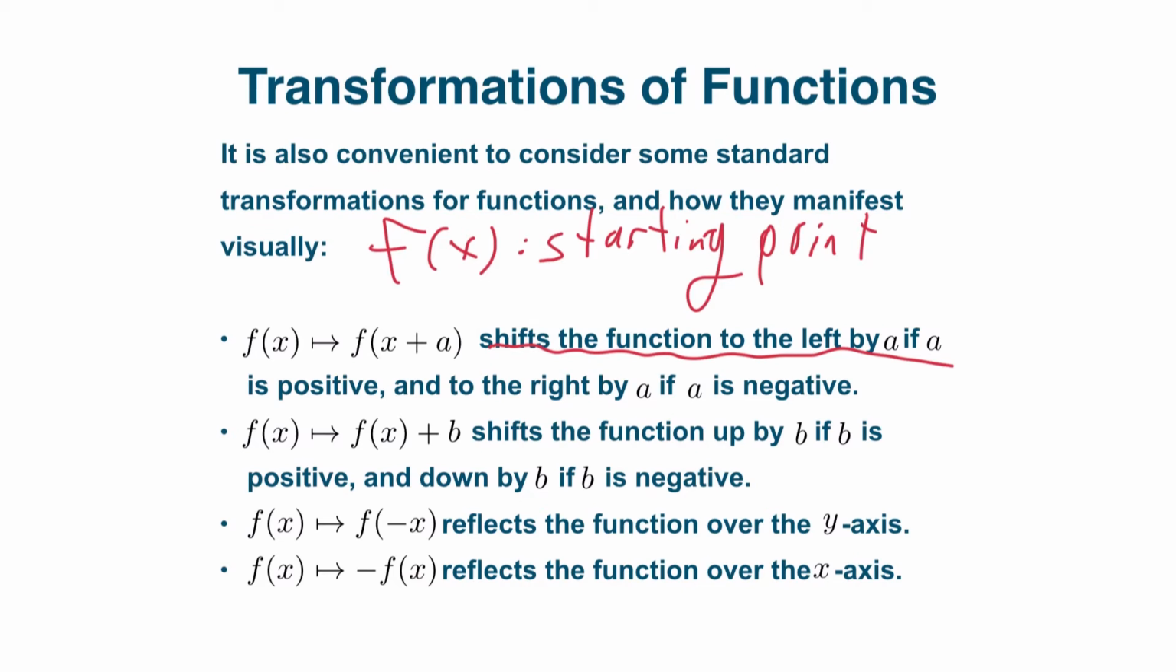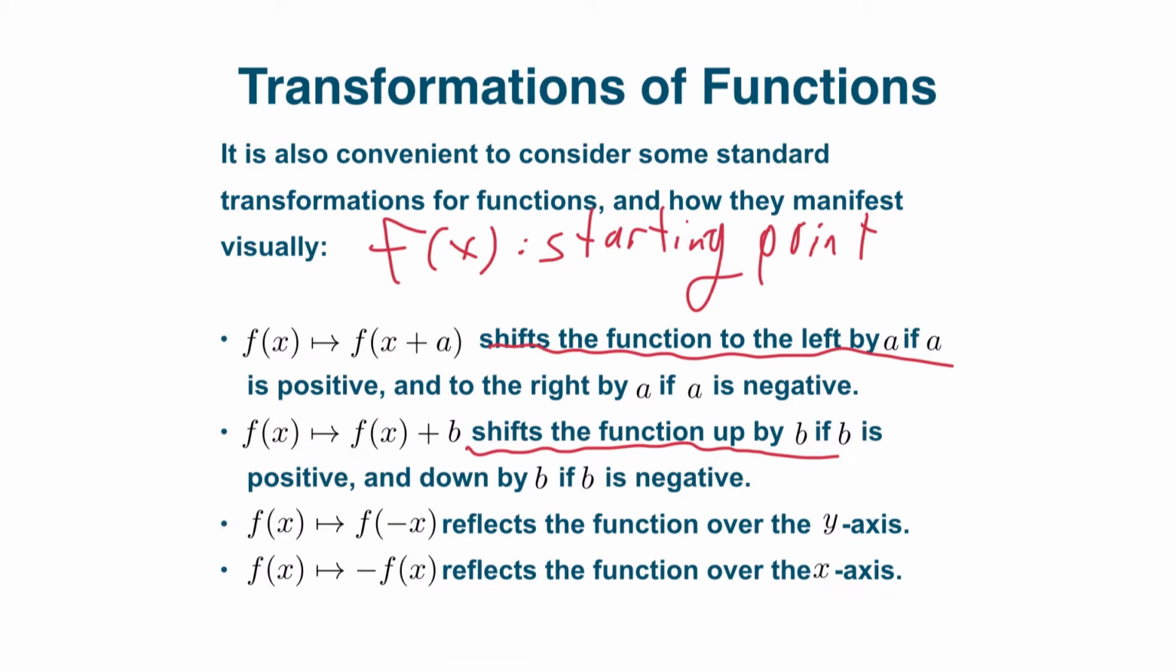I can also shift up and down by adding or subtracting outside of the argument. Right? So if I take my initial function f of x and I add a constant b to it, this shifts the function up or down. Up if b is positive, down if b is negative. So I have two ways of shifting: inside the argument, which is left and right, or outside the argument, which is up and down.